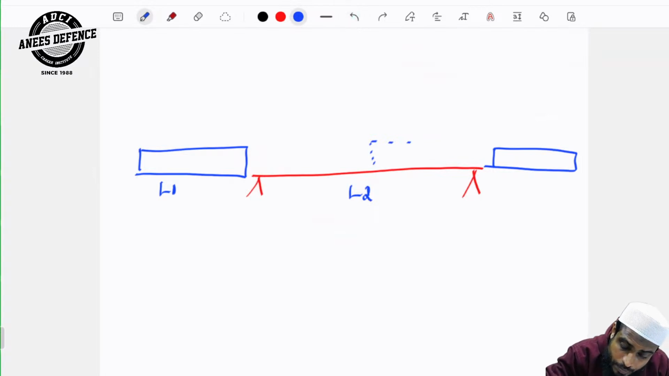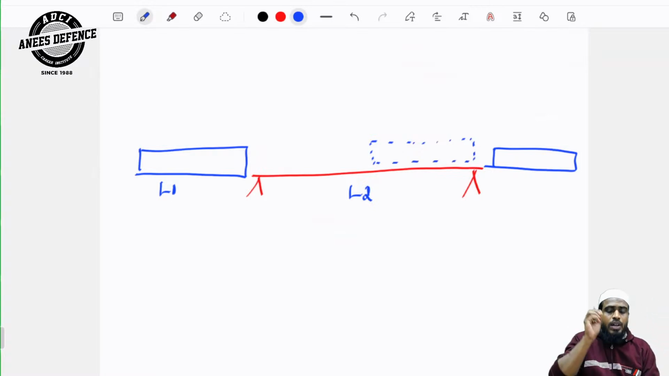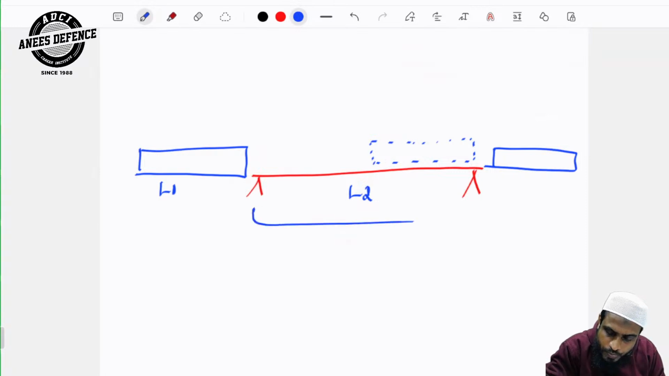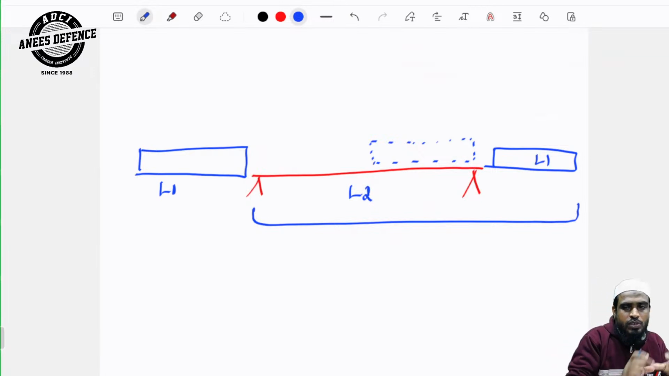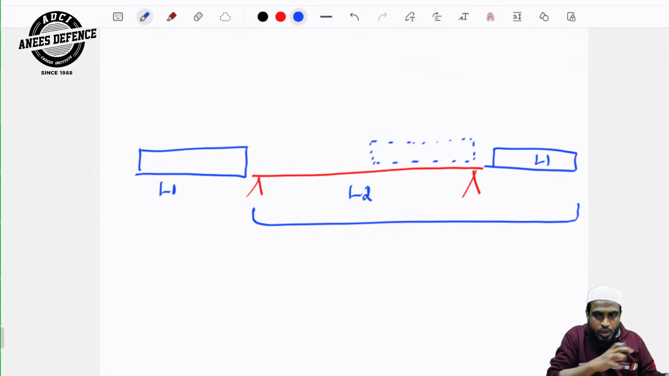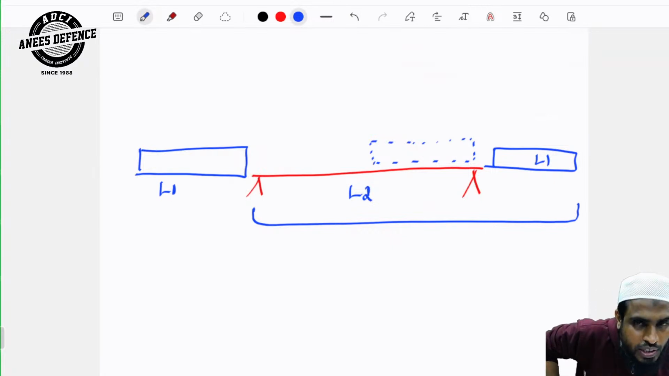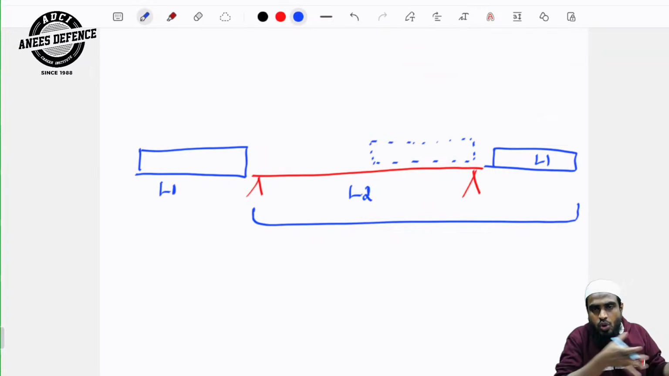If the train is moving a distance of L2, it will reach here only. If the train crosses the platform, means the length of the train also should be covered. So we have to consider the total distance as equal to the length of the train plus the length of the platform. Because a train is not a single post, it is actually a big body. So the entire body of the train also should pass. Then only we can say that the train has crossed over the platform.